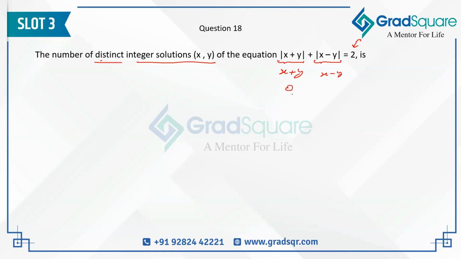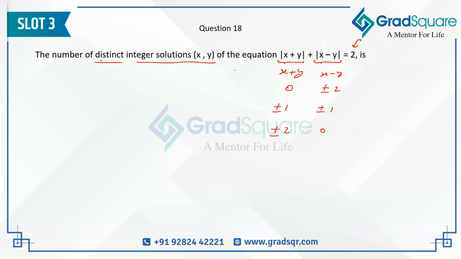So you can take x plus y as 0. In that case, x minus y can be plus minus 2, because when you take the modulus of plus minus 2, it will give you 2, and the equation will get satisfied. So you will get two pairs of equations from this place. Second, x plus y can be plus minus 1 and x minus y can be plus minus 1. In that case also, if you take the modulus, your sum is going to be 2. Or what you can do over here is this can be plus minus 2 and this can be 0.